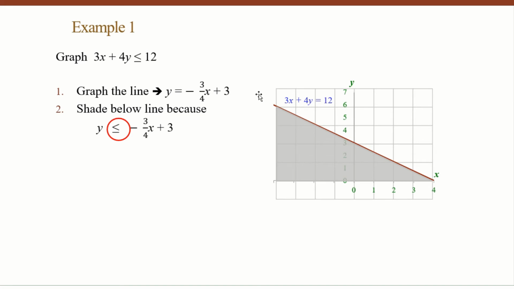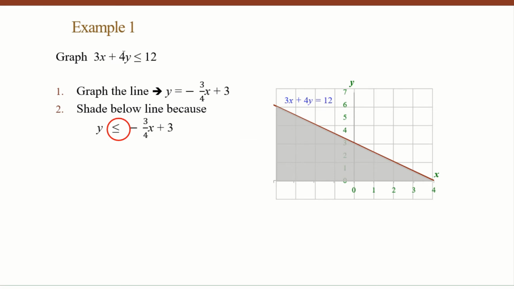Now you need to know whether you need to shade the top or the bottom. So if you rearrange it into the y equals mx plus c line, you will see that it's less than or equal to. Less than or equal to, you shade the bottom. You understand?